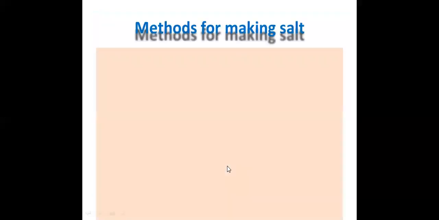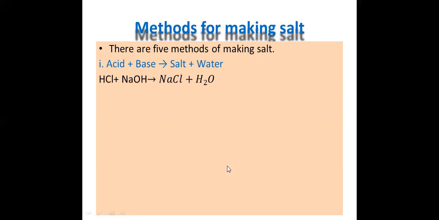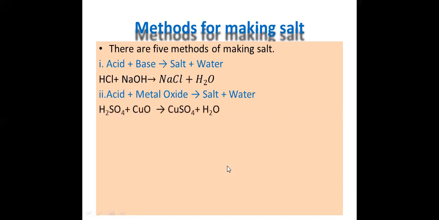Methods for making salt. There are 5 important methods for making salt. The first one is acid reacts with base to form salt and water. Example: hydrochloric acid when reacted with sodium hydroxide will form sodium chloride and water. Very important topic. The second is acid reacts with metal oxide to form salt and water. Acid is sulfuric acid, metal oxide is copper oxide, will give copper sulfate and water.